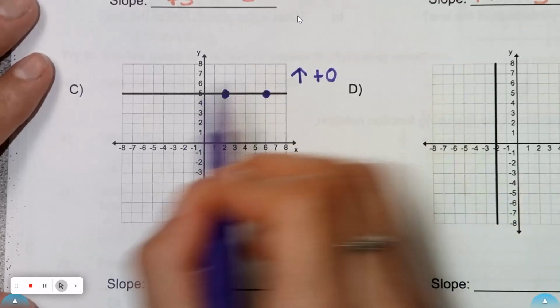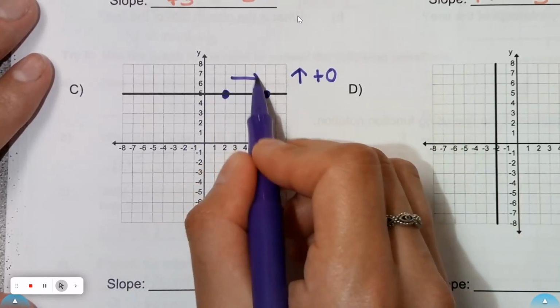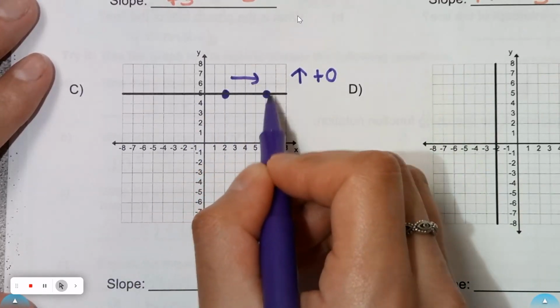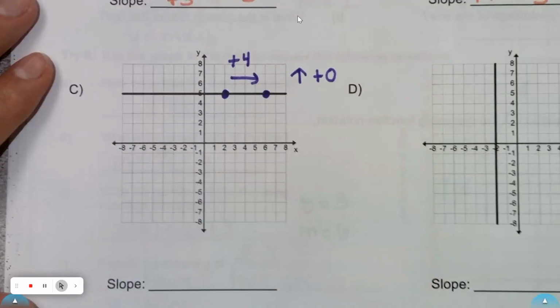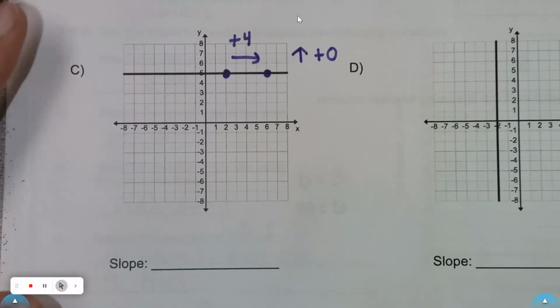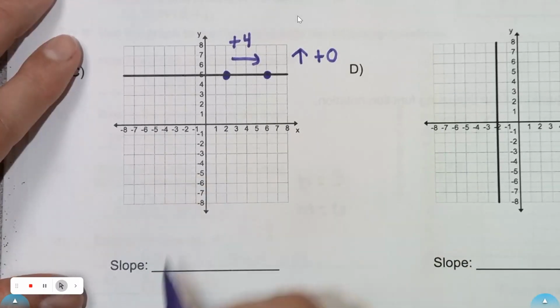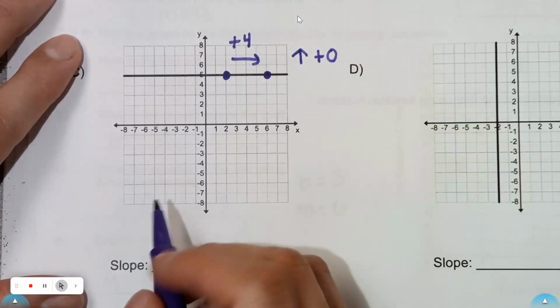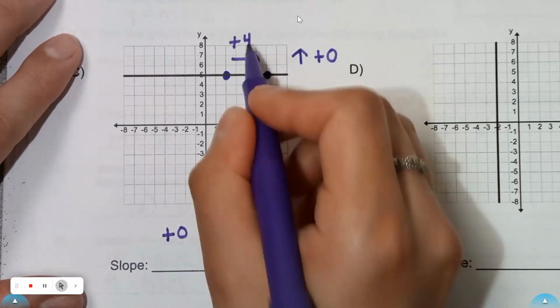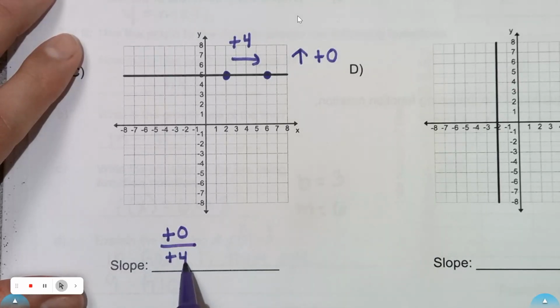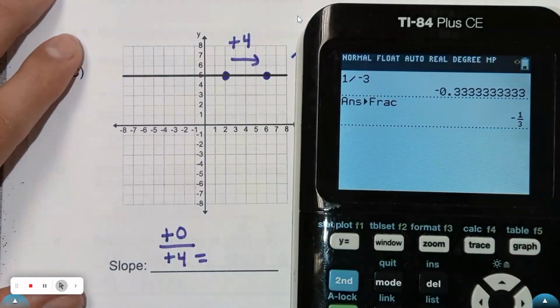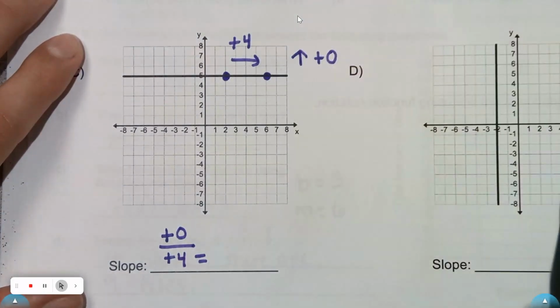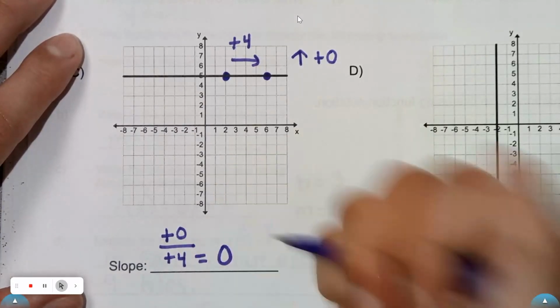But I am moving to the right. And so I moved to the right 1, 2, 3, 4. Okay, cool. So then when I write my slope, remember it's your y over your x. My y I put as plus 0. My x I put as plus 4. In my calculator, if I do 0 divided by 4, I get 0. So my slope here is 0.